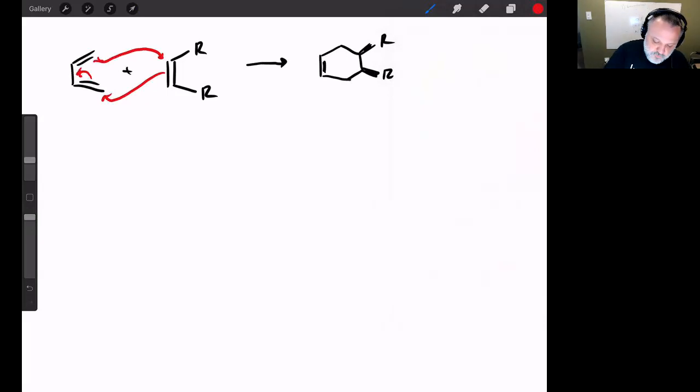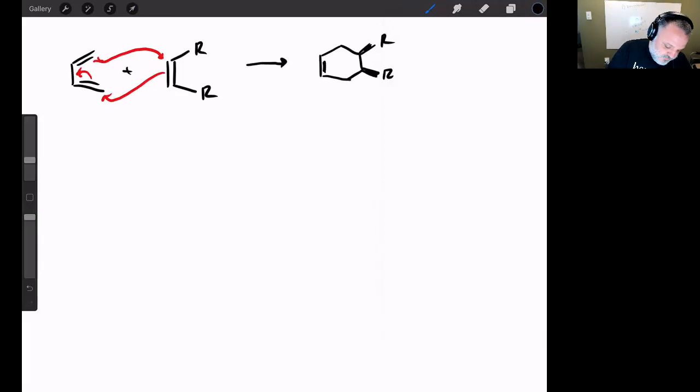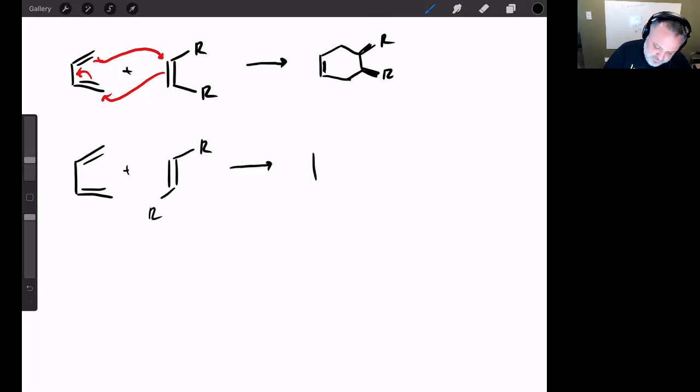The 2 groups will point in the same direction. If it's trans, then a different stereochemical outcome is produced. The groups go in opposite directions. And in this case, you would have an enantiomer.